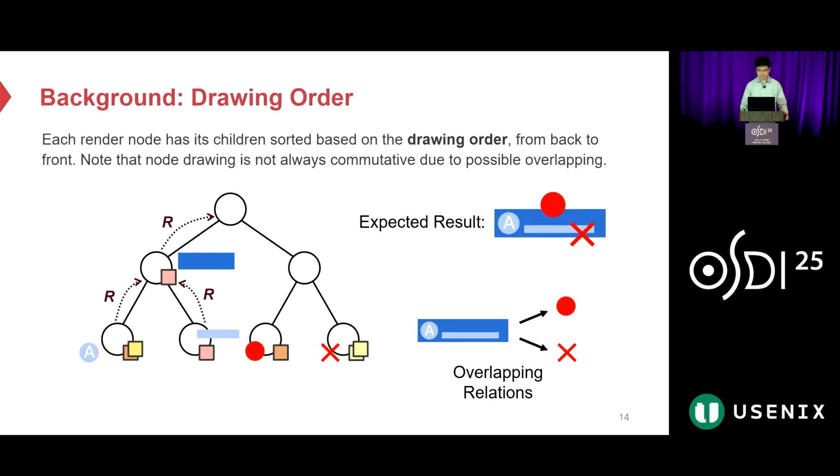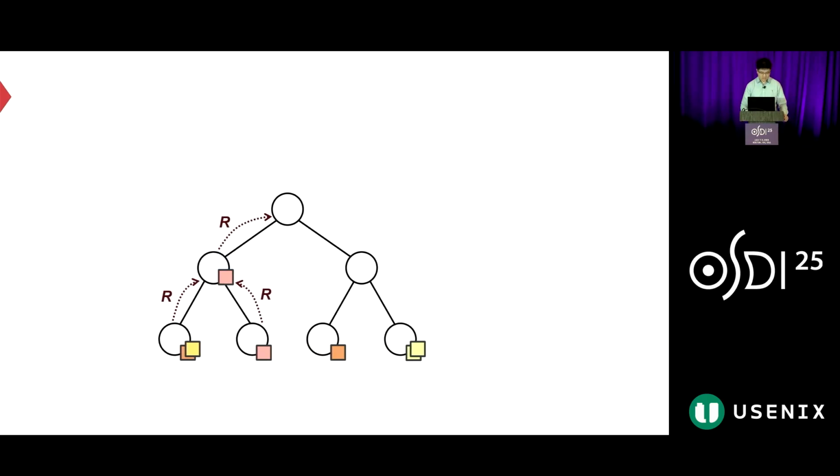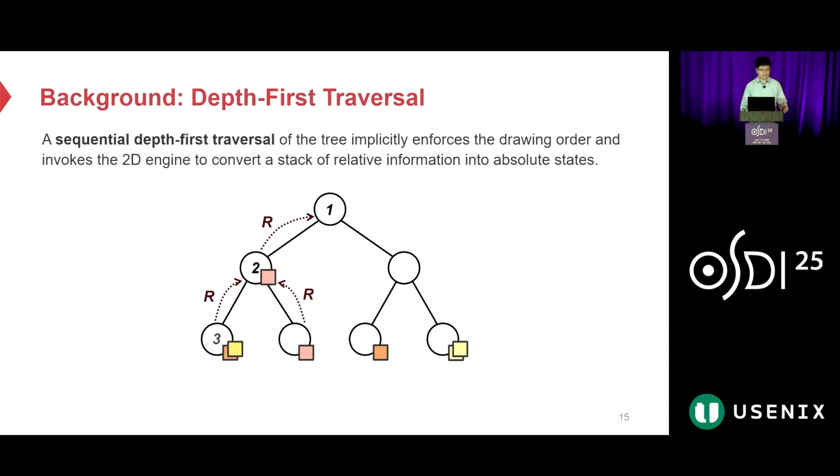Also, it should be pointed out that the draw order must be respected for correctness. Node draw is not always commutative due to possible overlapping. For example, the blue card must be rendered before the red circle and the red X. In the render tree, each render node has its children sorted based on the draw order from back to front. According to this definition, to render a frame, the system performs a sequential depth-first traversal of the tree that implicitly enforces the draw order and invokes the underlying 2D engine to convert a stack of relative information into absolute states.